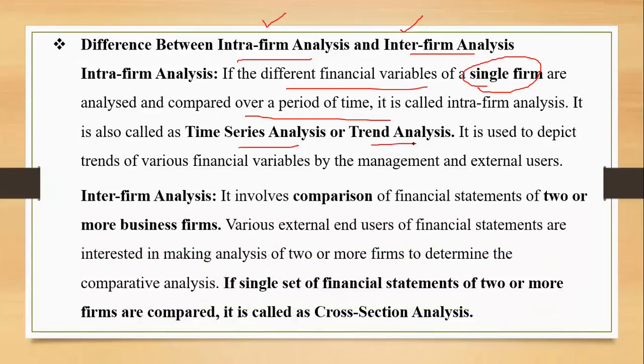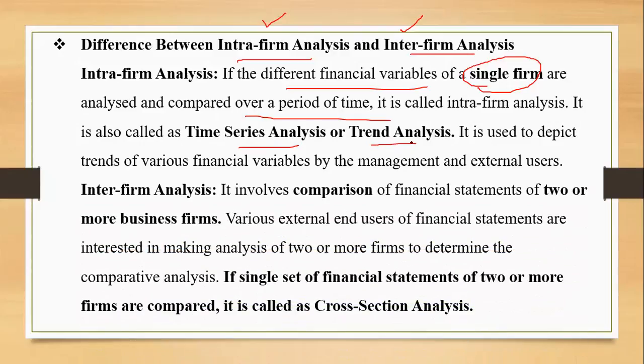Next one is inter-firm analysis. Inter-firm analysis basically talks about the comparison of 2 or more business firms, maybe in the same industry, right? So if a single set of financial statements of 2 or more firms are compared, we call it cross-section analysis. Okay, inter-firm and intra-firm.